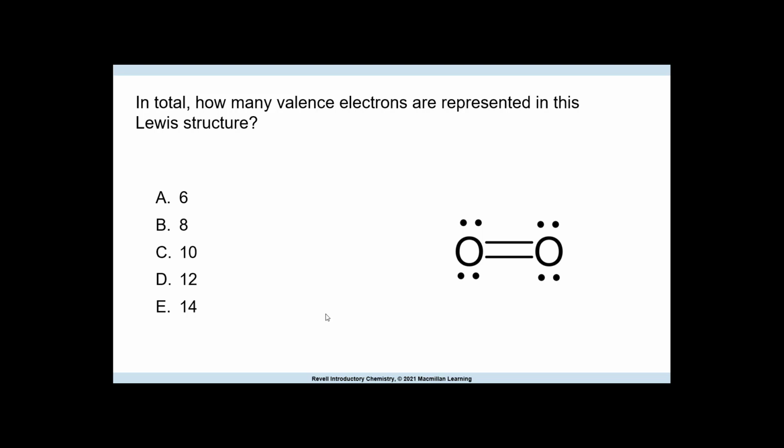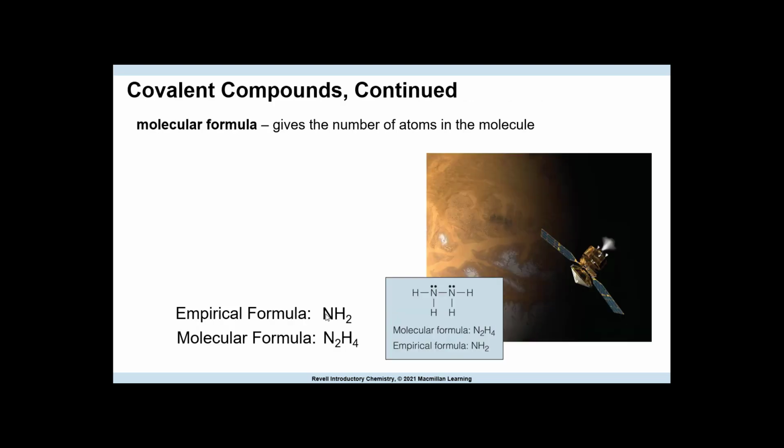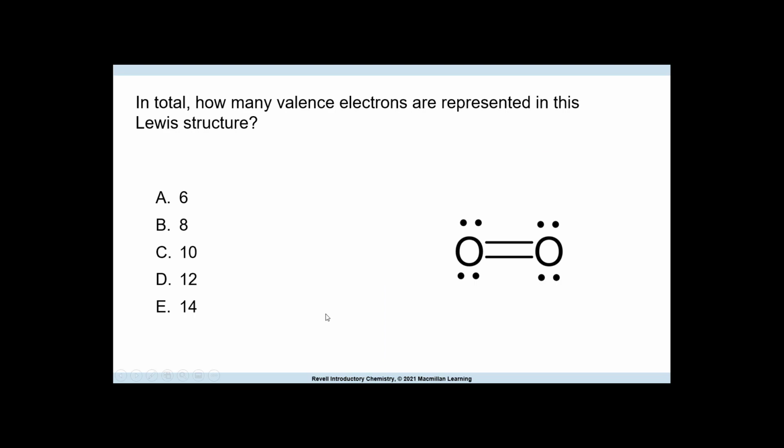So let me go back one more. So covalent compounds often lead to complex structures. You know what? I don't want to do that one yet. Hold on. I don't want to cover what I just covered.